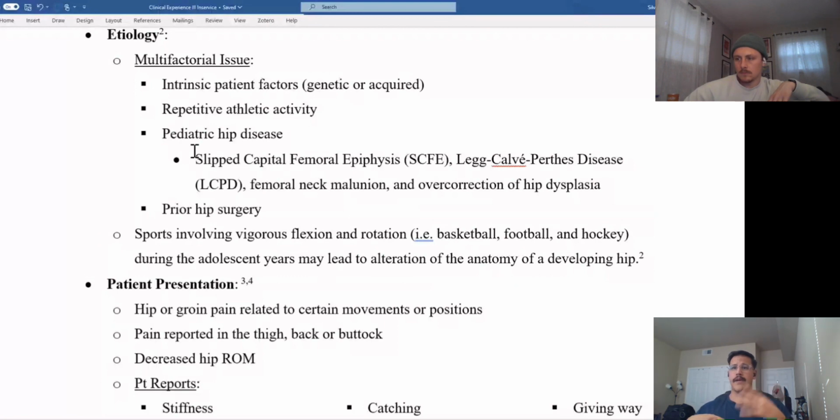Also, pediatric hip diseases lead to possible issues in the future, aka FAI. So slipped capital femoral epiphysis or Legg-Calvé-Perthes disease. I know, what a sticky word. Femoral neck malunions or overcorrection of a hip dysplasia. These are all things that, when you consider a child or child athlete having these issues, may need to be addressed in the future.